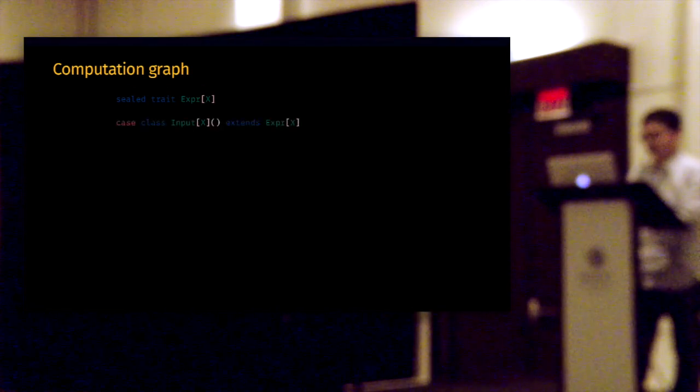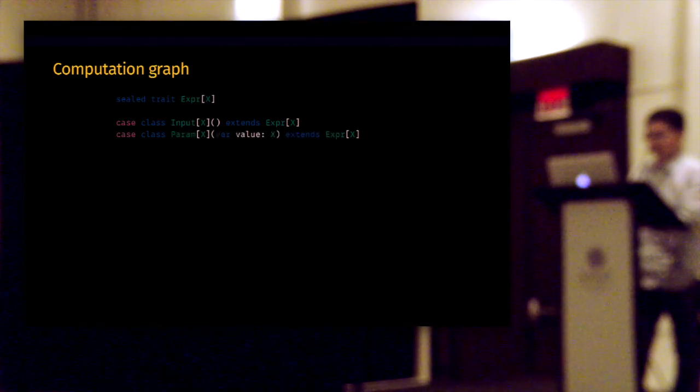In Python, they don't have types. It's just called expression. So we have input, which is just a placeholder, has nothing in there. A parameter has a mutable value in there, which is the mutable value of that parameter, which in each iteration of the training gets changed. So we use a mutable state in there. It has to do that.